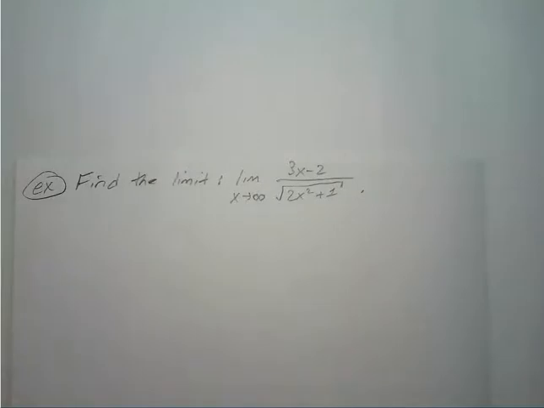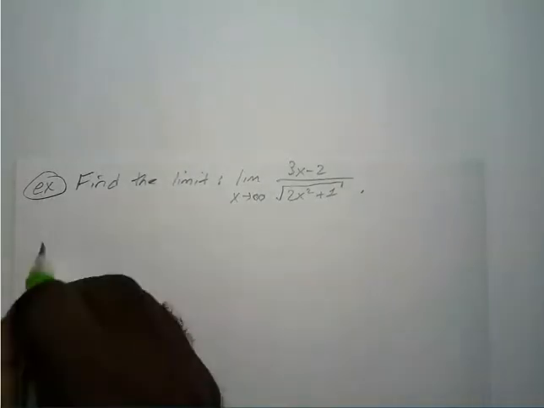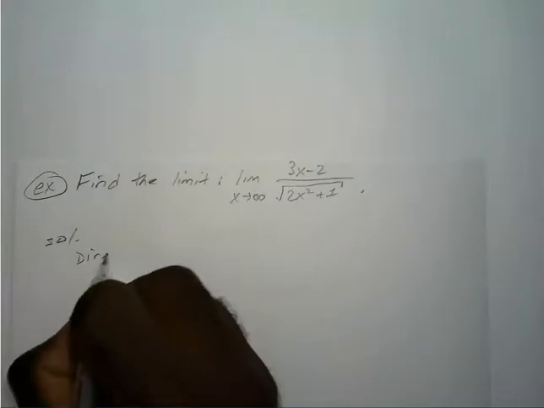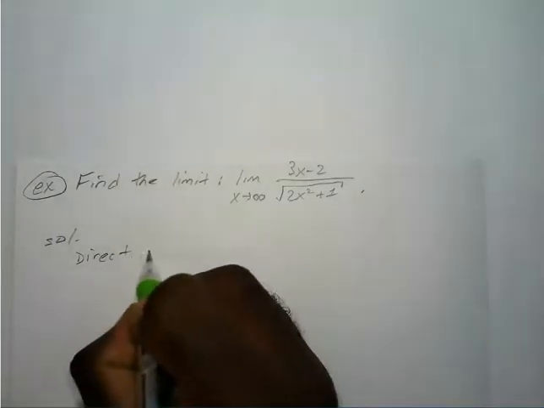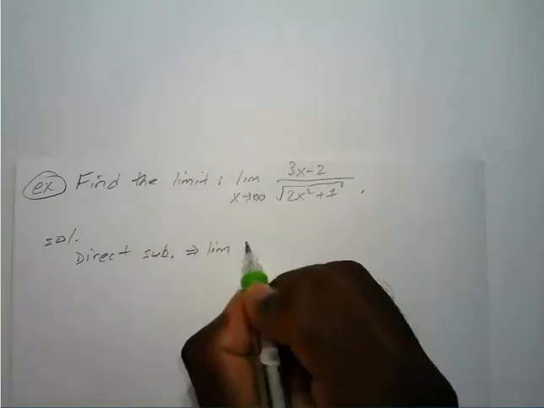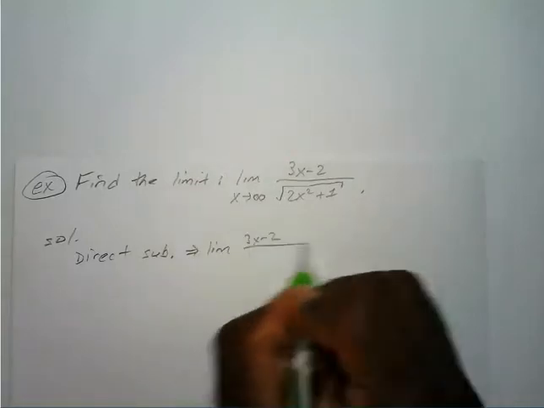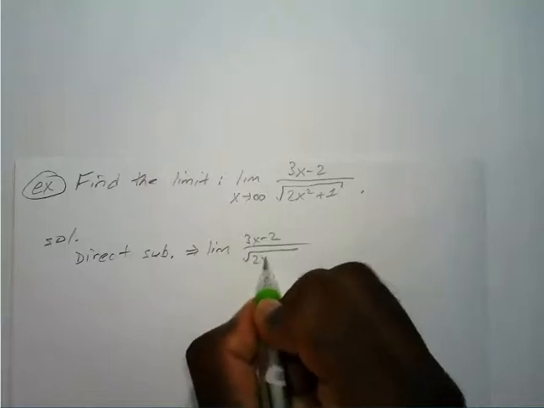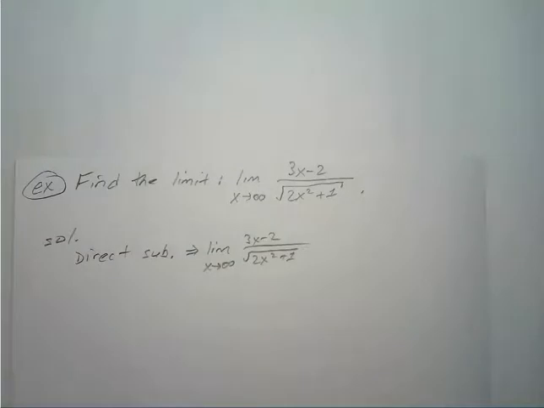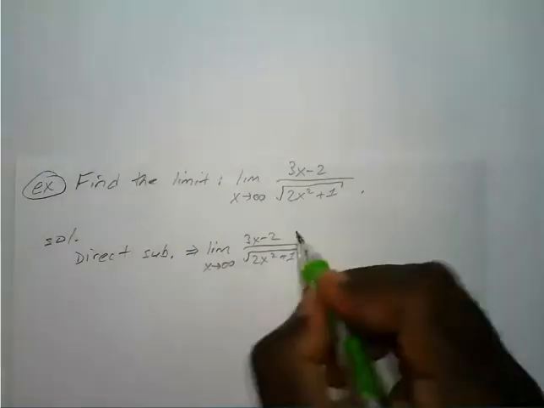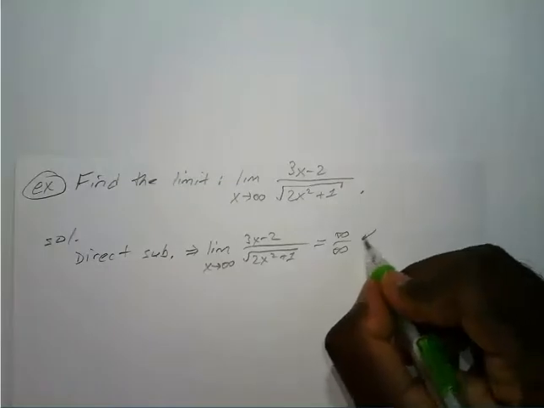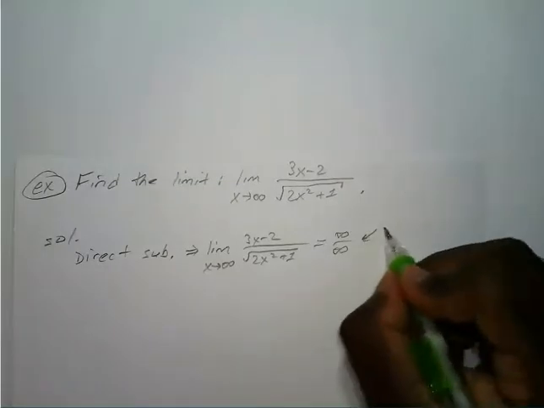Okay, so once again, if you plug in infinity, you can see that won't do anything. So if you use direct substitution, the limit of 3x minus 2 over the square root of 2x squared plus 1 as x approaches infinity, you just end up with infinity over infinity again, which is your indeterminate form, which you can't do anything with.